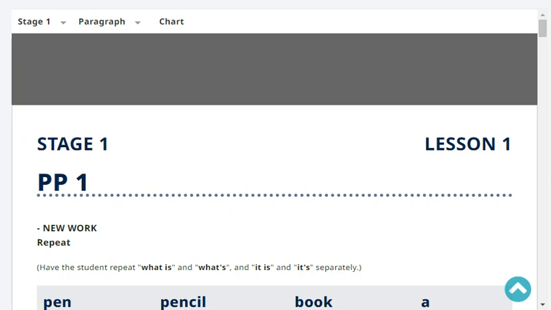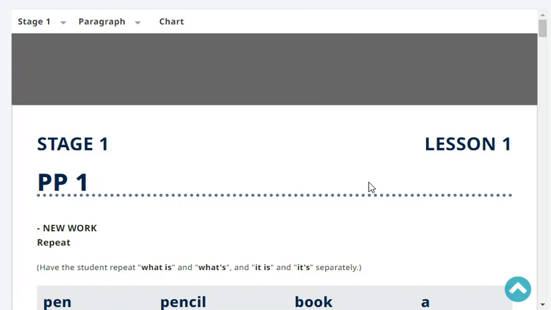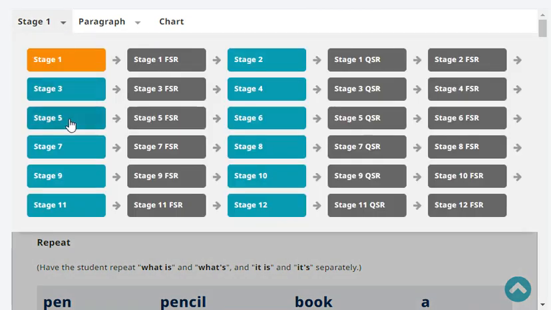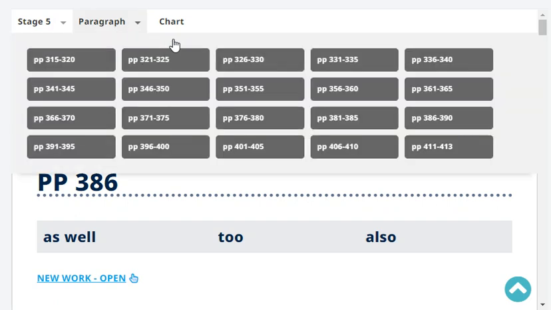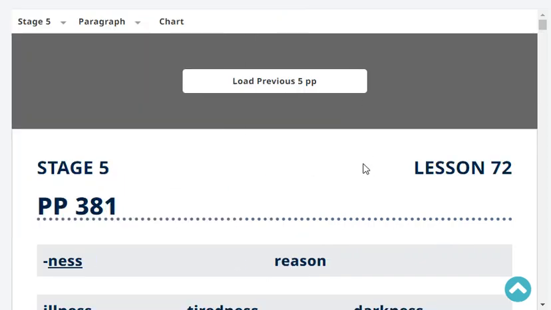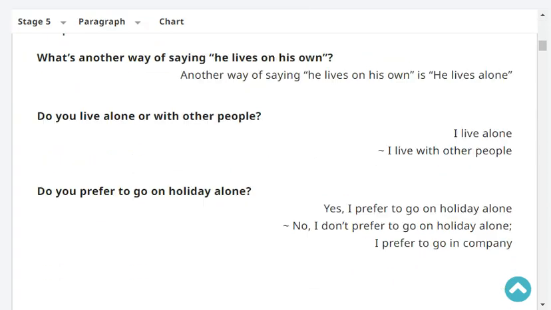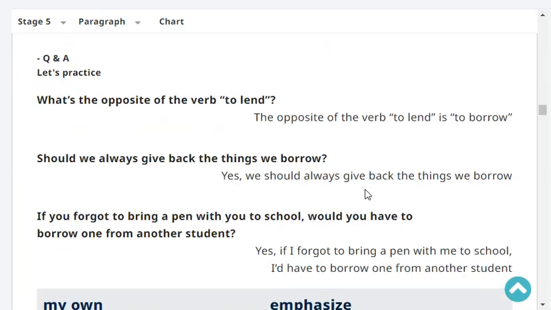Okay, so our progress report says we are at stage 5, paragraph page 390. Okay, and our last headword was everyday, newer type of lesson. Okay, so let's start with revision. Ready? Okay, I'm ready. Okay, let me just scroll down. Okay, here we go. First question.